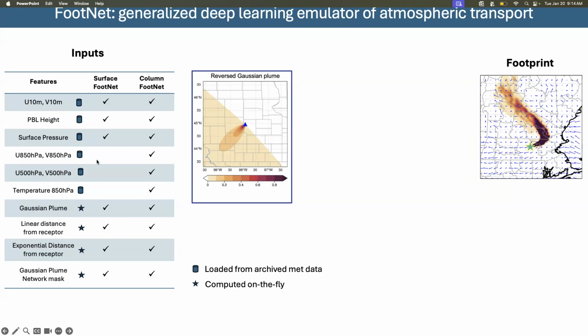And these are all the variables that we typically load from archived methodology. We used HRRR here, which is at 3 kilometer, and just regridded everything to 1 kilometer. Simultaneously, we also compute some features on the fly, for example, a Gaussian plume, which is reversed wind based, because it's a back trajectory model. So here is an example of a reversed wind based Gaussian plume.